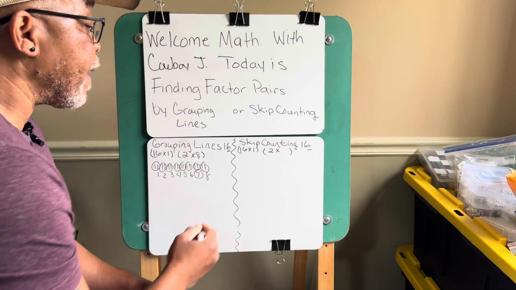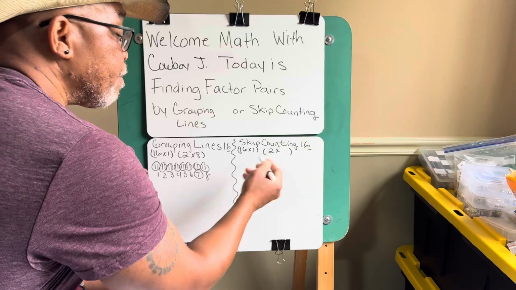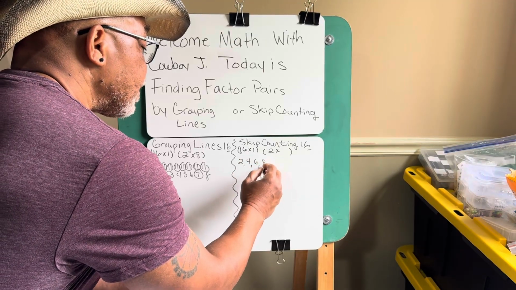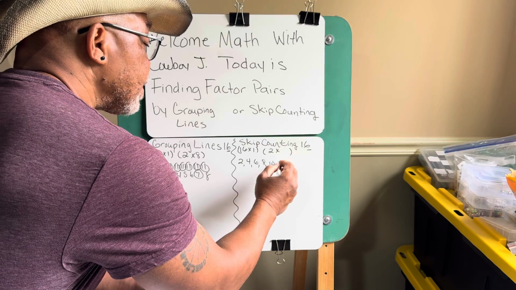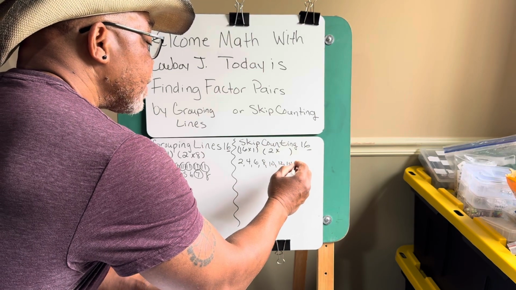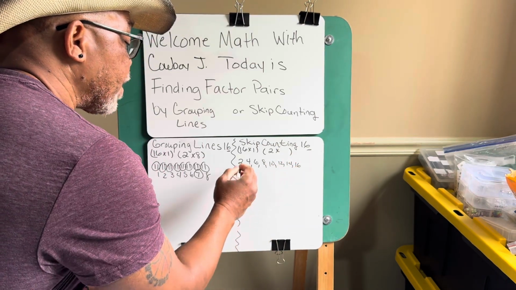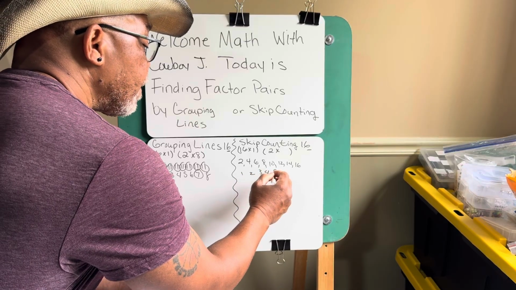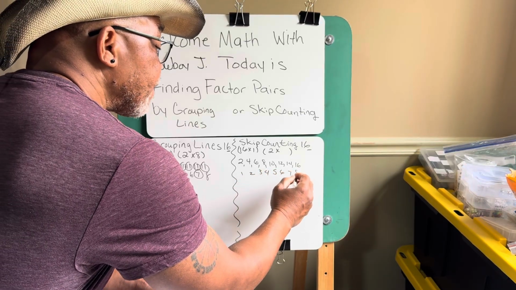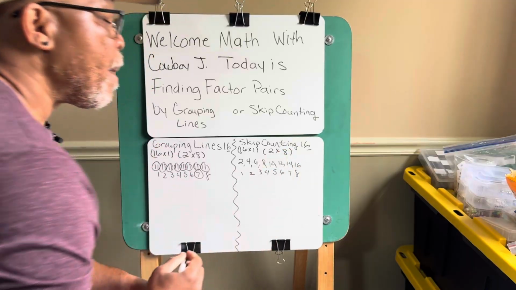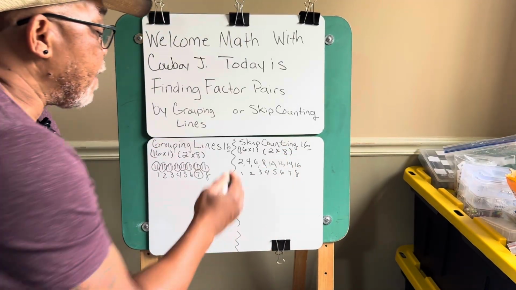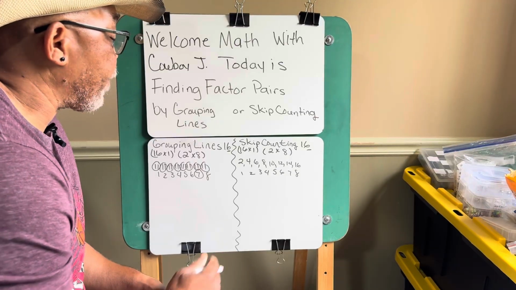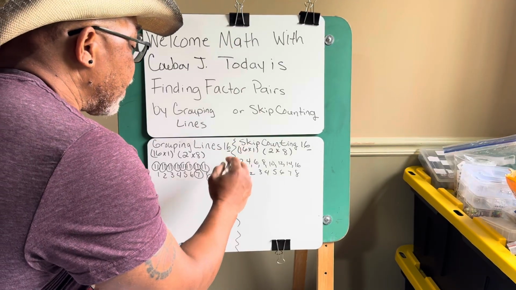That's our factor pair. Here I'm going to skip count by 2. So 2, 4, 6, 8, 10, 12, 14, 16. And again, I'm going to count my groups. 1, 2, 3, 4, 5, 6, 7, 8. Boom.